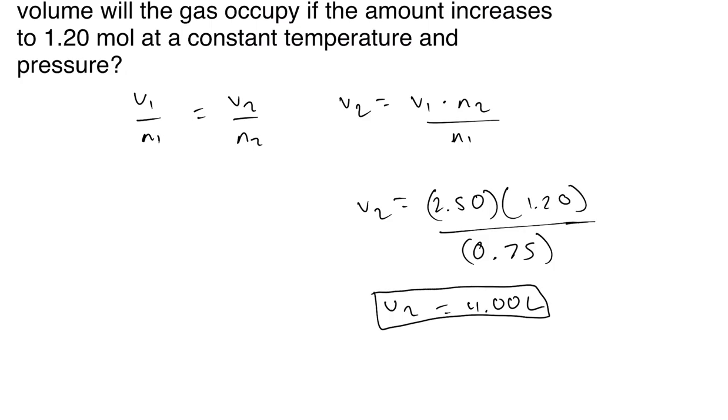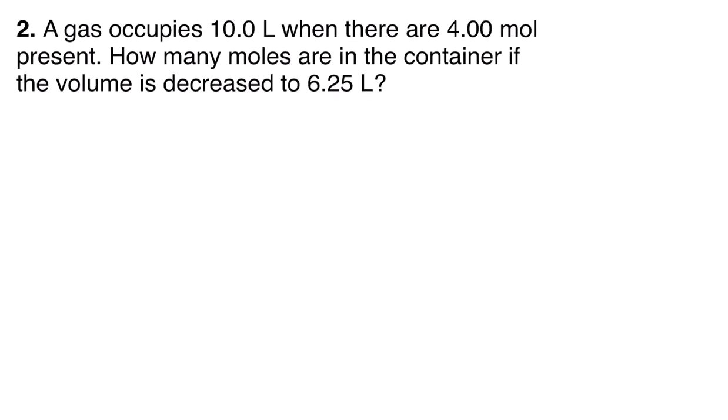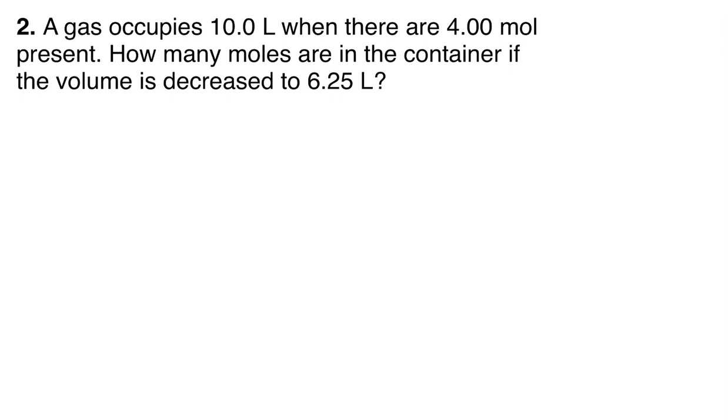Let's try another problem. A gas occupies 10 liters when there are 4 moles present. How many moles are in the container if the volume is decreased to 6.25 liters? So once again, let's write out our equation. V1 over N1 is equal to V2 over N2.